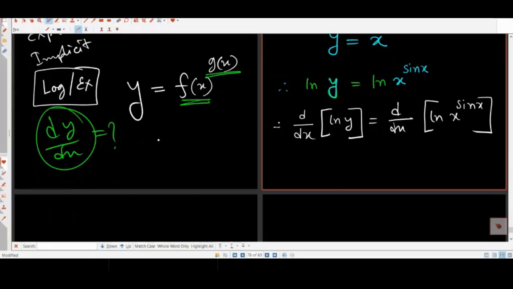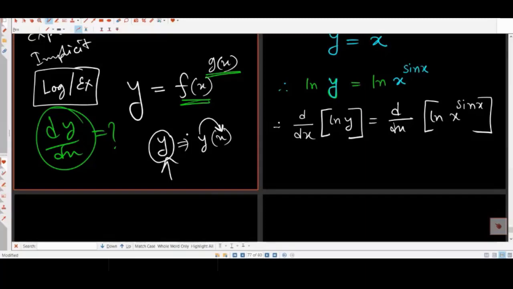Remember that from implicit differentiation, we have understood y is not constant. Y is y of x. So y is a variable. Y always depends on x. So whenever we have to differentiate this part, we have to think about the chain rule, whatever we have done in implicit differentiation.